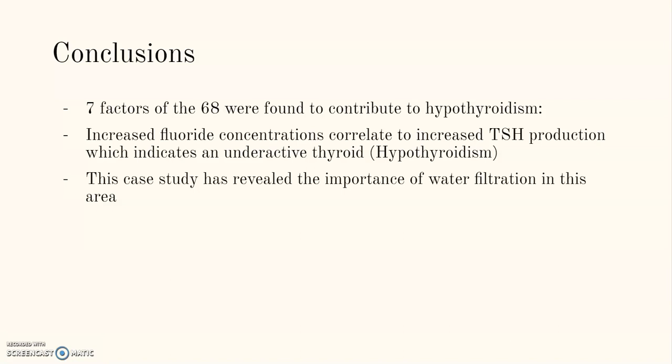After looking at our results, we can now make some conclusions based on this study. It was found that 7 different parameters are contributing factors to the development of hypothyroidism. But the major finding of the study is that TSH values are higher with a higher fluoride concentration in the drinking water. And we know that an increased TSH production indicates an underactive thyroid.